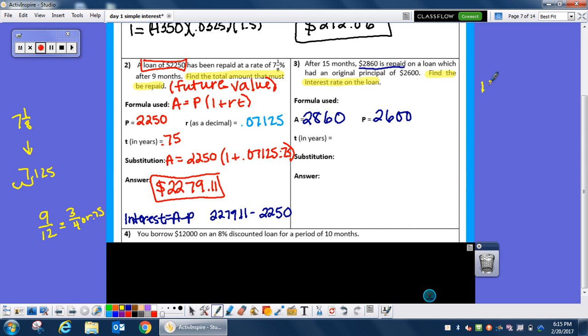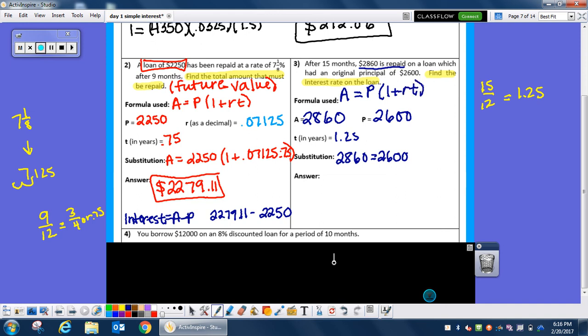Okay? Then 15 months is really 1.25 years, or you could put it as a fraction, doesn't matter. Okay, and then this time we have to solve for r. So we're going to have to do a little bit of algebra. So let's do 2,860 equals... Oh, I'm sorry, I didn't even put the formula I was going to use. So I definitely have to use this formula because we have a future value.